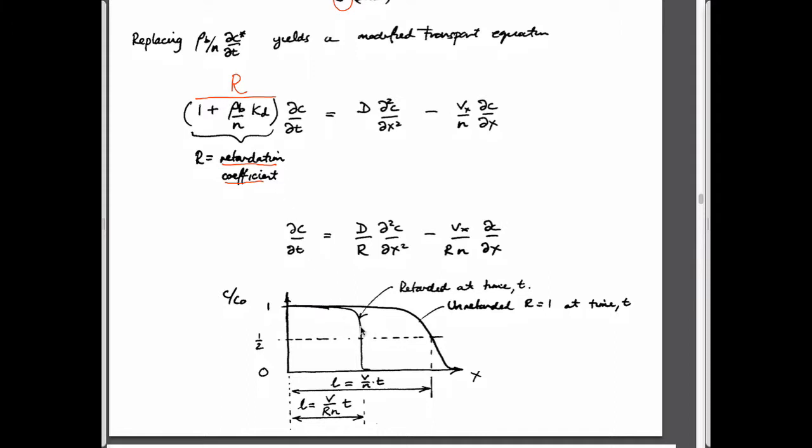It does a couple of things actually. It means that this front is retarded. It doesn't go so fast as the advective velocity in the system because it's gone less far in a given amount of time. And also, just by virtue of the fact that you're removing material and putting it on the solid, it also sharpens it. So it's not by accident that the slopes of these fronts are slightly different; the effect of this behavior is that it sharpens the front.